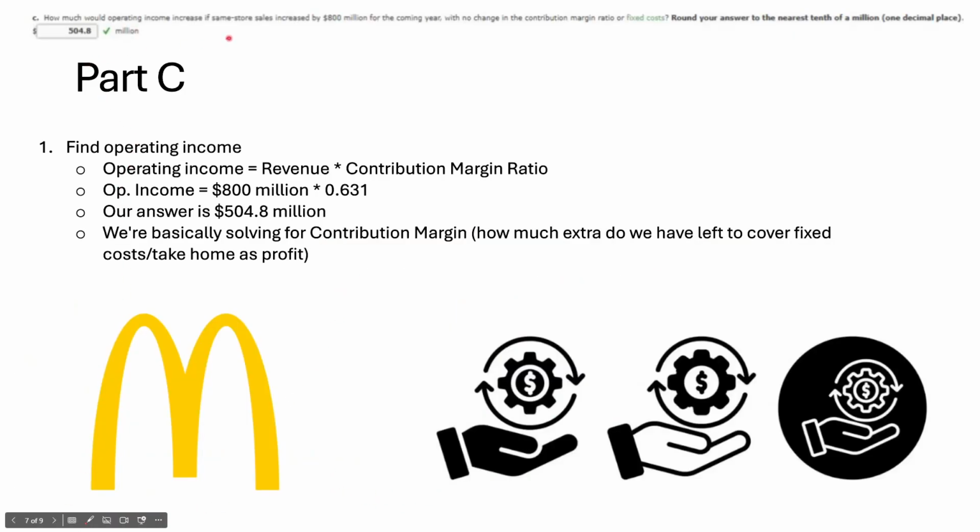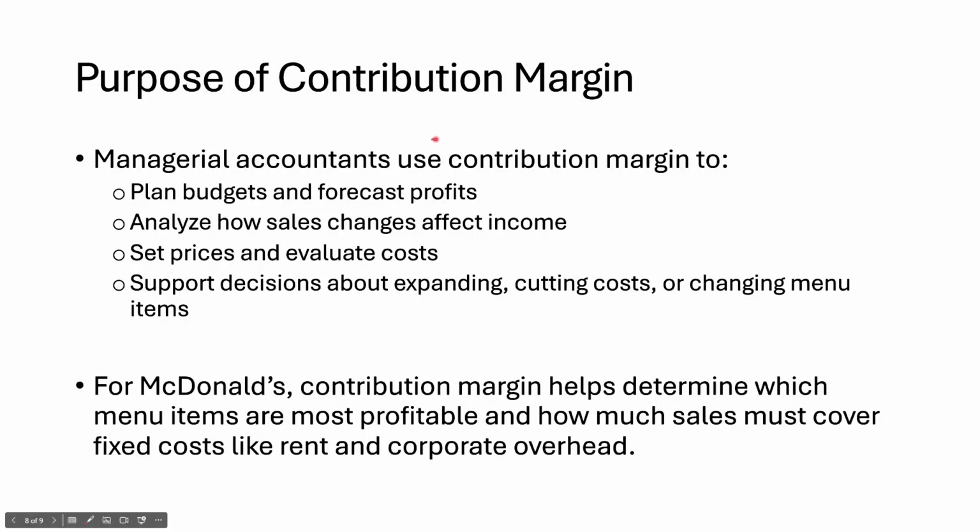So part C, really simple. All we have to do is revenue times the contribution margin ratio, which is going to be 800 million times 0.631, and that gives our answer of 504.8 million. We're just solving for contribution margin because that shows profitability. And this is the reason why it's useful, and it helps with plans, budgets, and stuff.